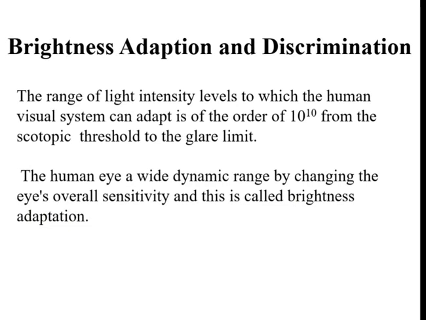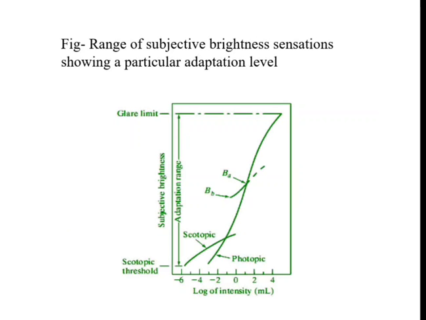Then next one is brightness adaptation and discrimination. The range of light intensity levels to which the human visual system can adapt is of the order of 10 raised to 10, from the scotopic threshold to the glare limit. The human eye covers this wide dynamic range by changing its overall sensitivity, and this is called brightness adaptation. The figure shows the range of subjective brightness sensation showing a particular adaptation level.